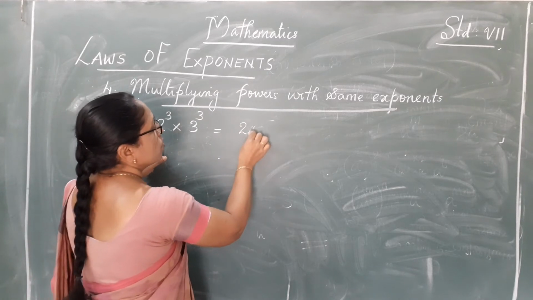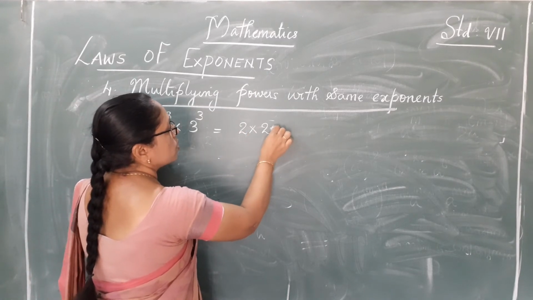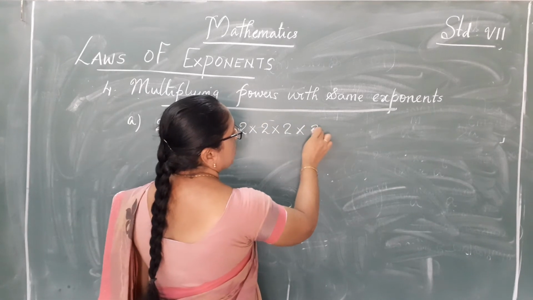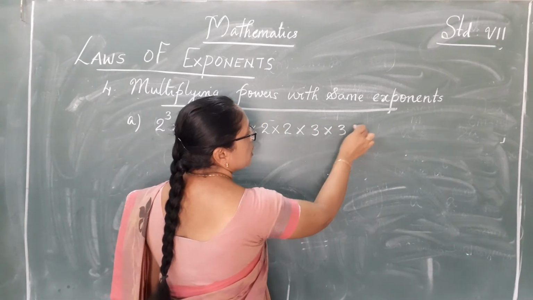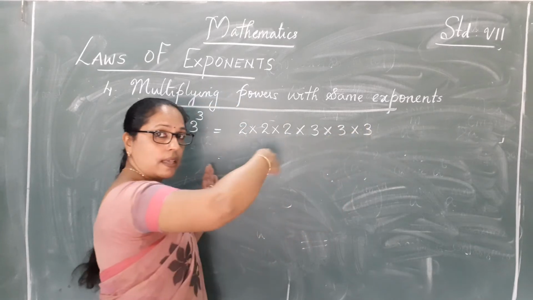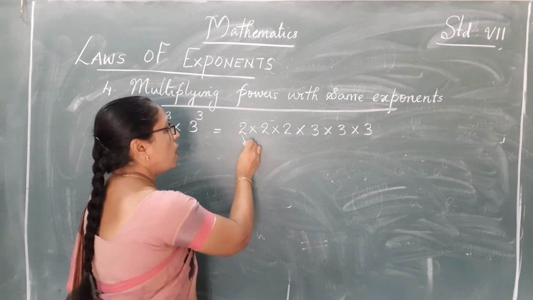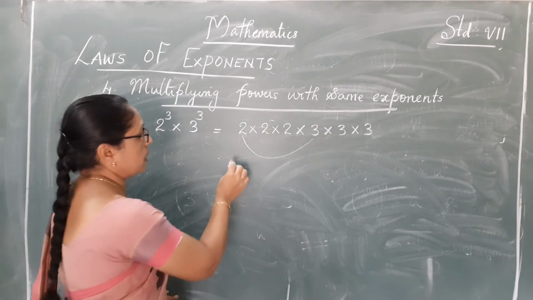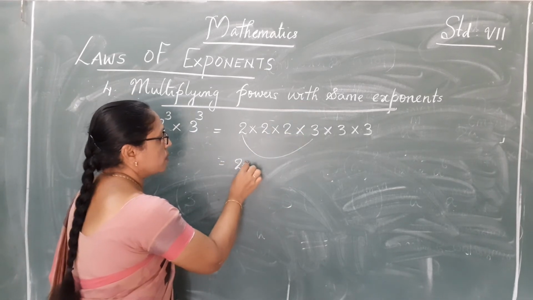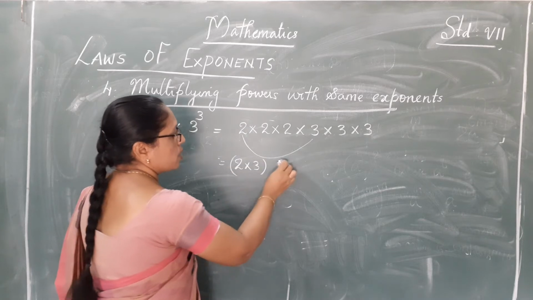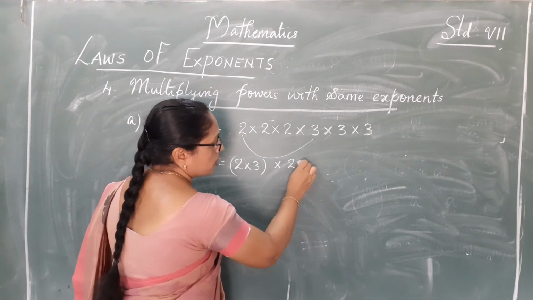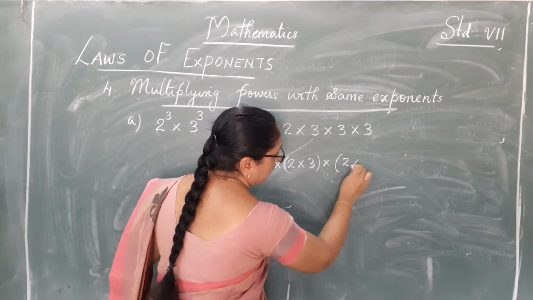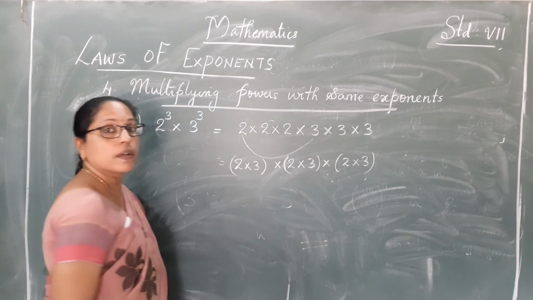That is 2 into 2 into 2. Okay. Then 3 into 3 into 3. Thing is expanded. Now with 1, 2 and 1, 3, just form pairs of 2 and 3. That is 2 into 3 into 2 into 3 into 2 into 3. Okay, we are grouped.